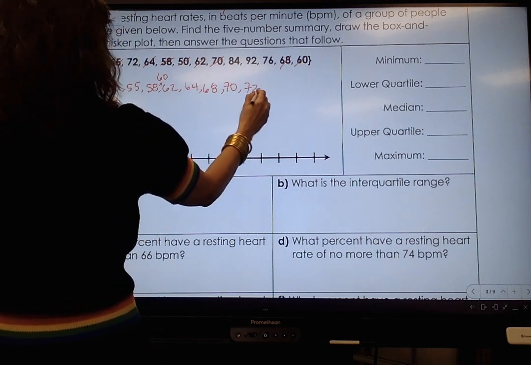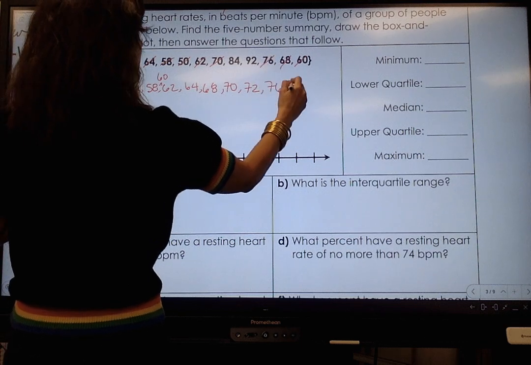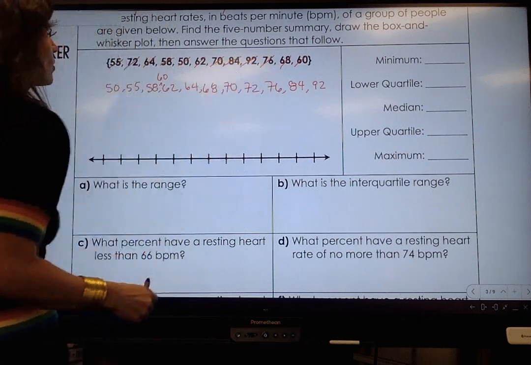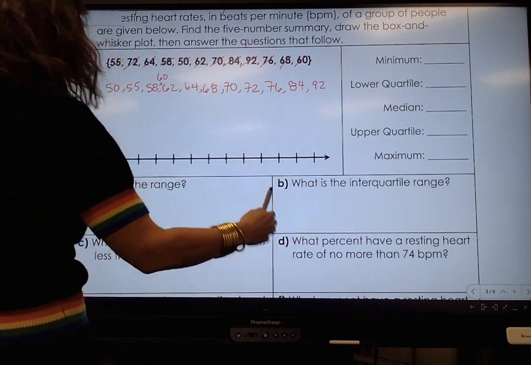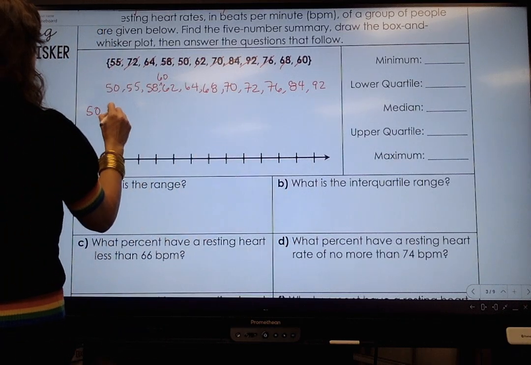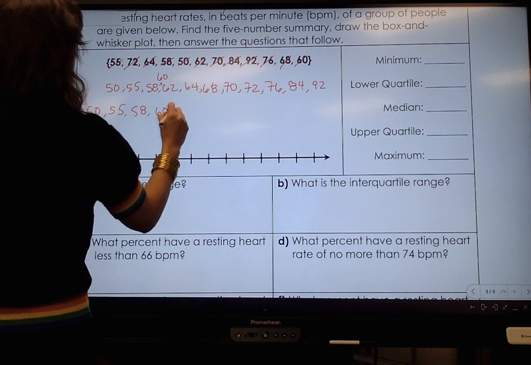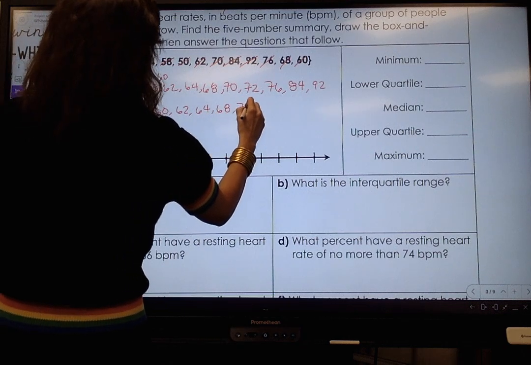Okay, so then I got 72, 76, 84, and a 92. It's kind of nice that you saw me miss one. I caught it, and I would have caught it at the end when I counted them. So I'm just going to rewrite them real quick. 60, 62. Mistakes happen all the time in writing the data.